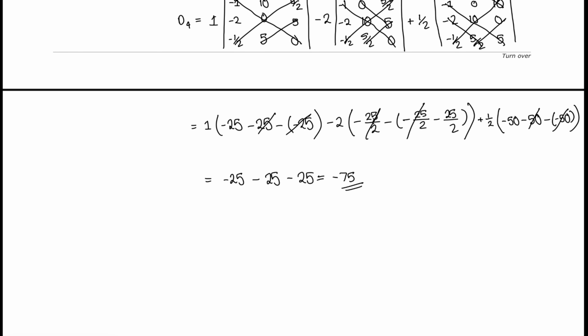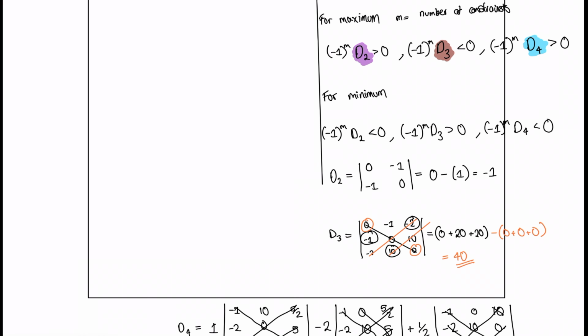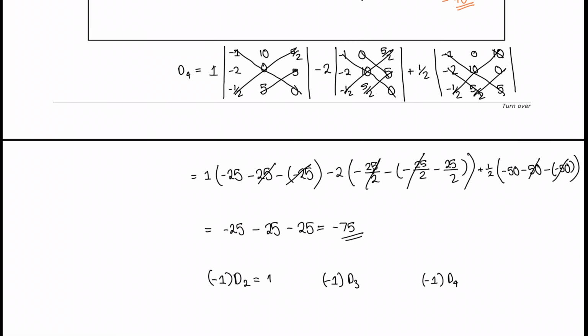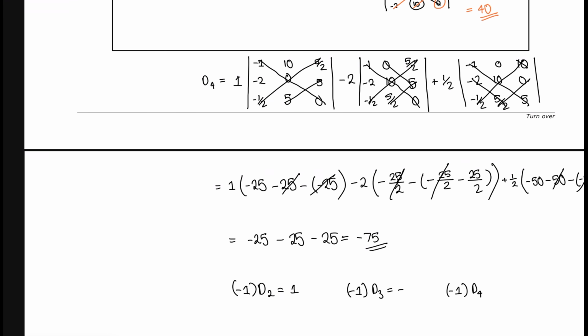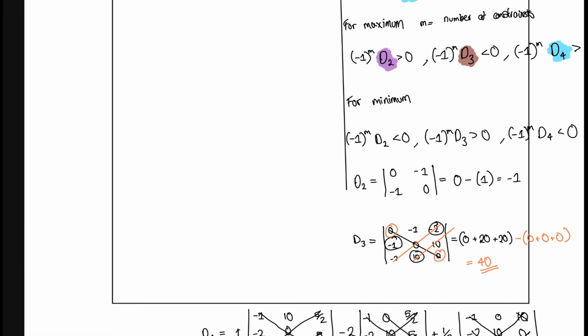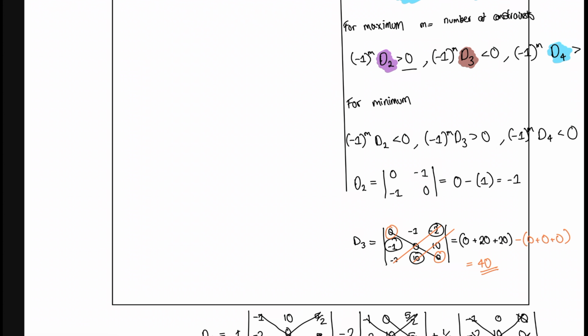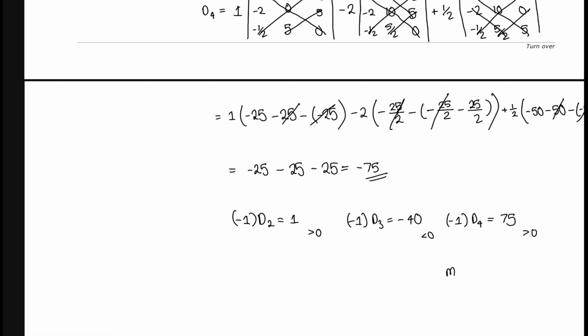Now, if we use our rule from before, we need to do minus 1 multiplied by d2, and then minus 1 multiplied by d3, and then minus 1 multiplied by d4. When we do minus 1 multiplied by d2, we get 1, and then we get minus 40, and then we get 75. So this is greater than 0, this is less than 0, and this is greater than 0. And looking back, for a maximum, we need greater than 0, less than 0, and then greater than 0. So this is a maximum.